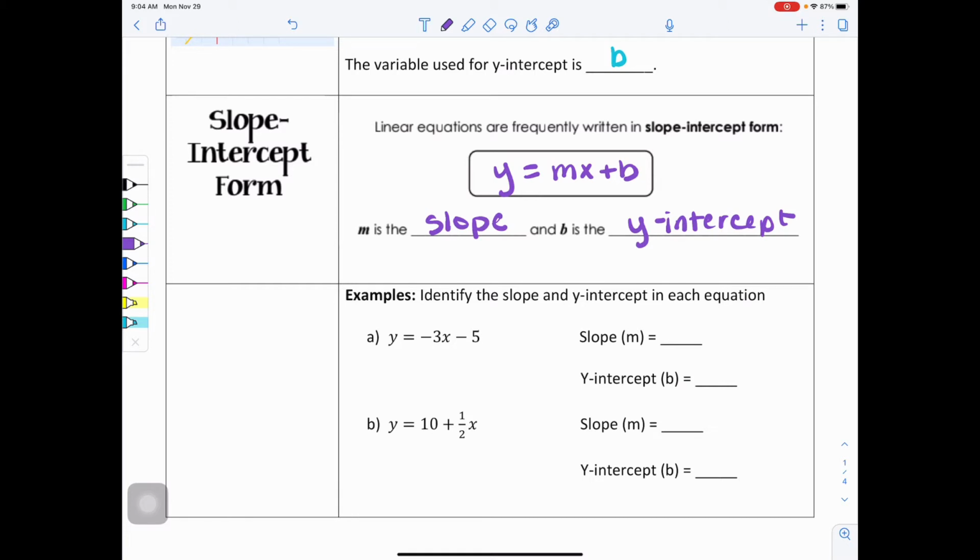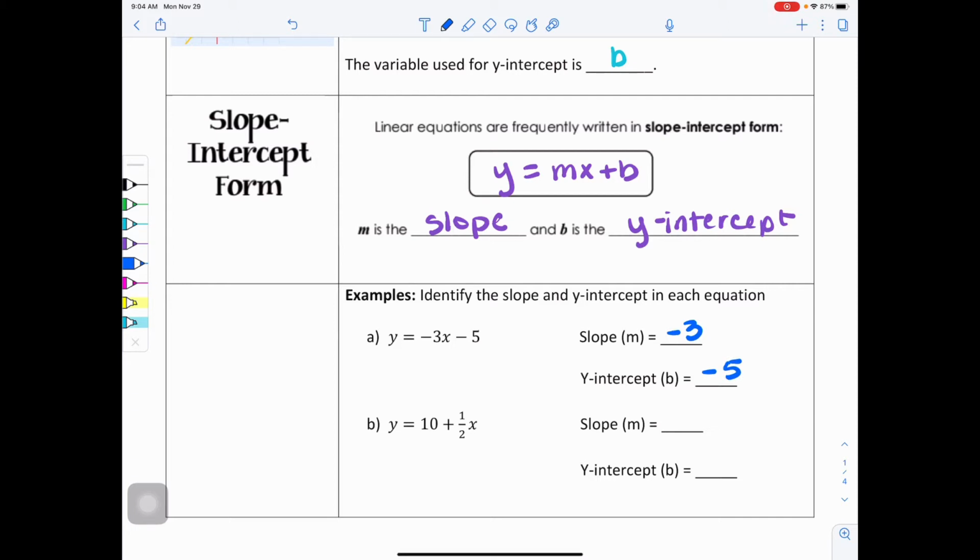My first equation is y = -3x - 5. The slope should always be located in front of the x, so my slope is -3. And then my y-intercept is the number at the end, or the number not attached to x, which in our case here would be -5. Make sure you take the signs with it.